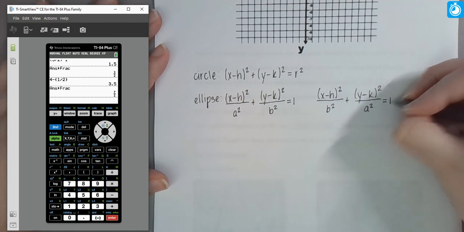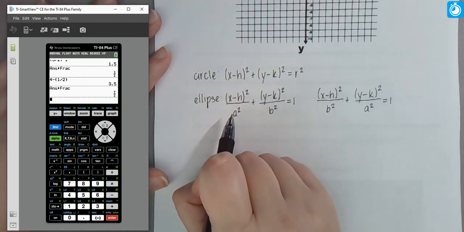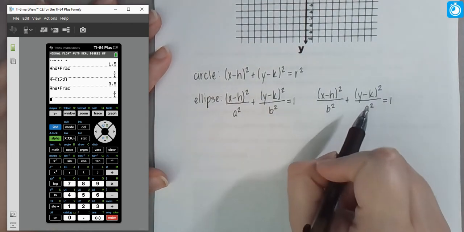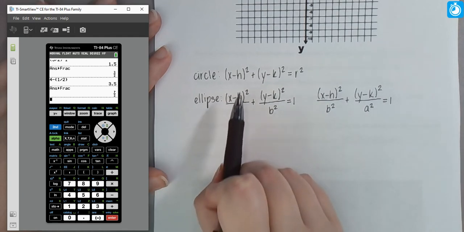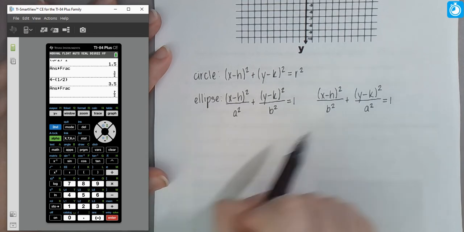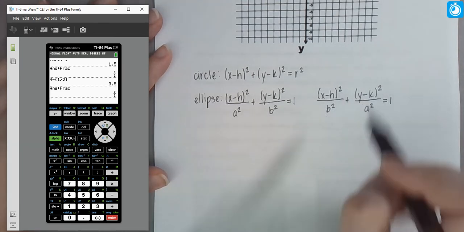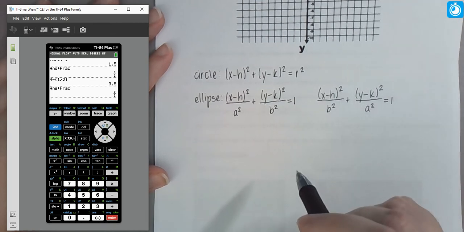Notice I didn't change the order of the terms, but I changed the labeling for the denominators. We always think of a as being the larger of the two values. So if a is associated with the x term, that means we have a horizontal ellipse. It's elongated horizontally. If a is associated with y, we have an ellipse that's elongated vertically.